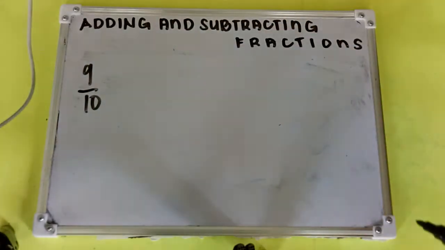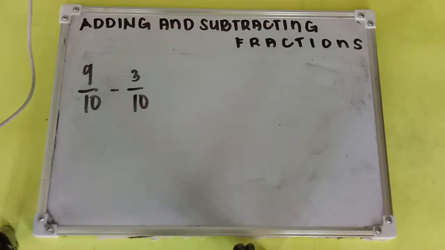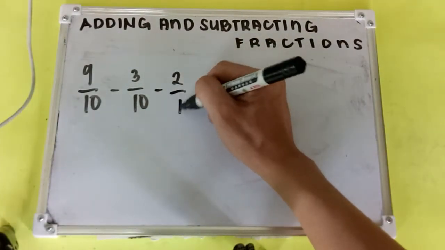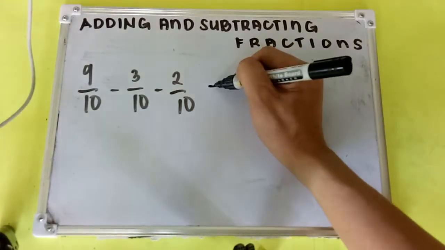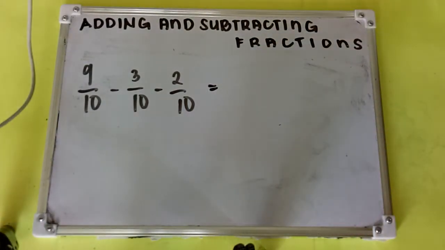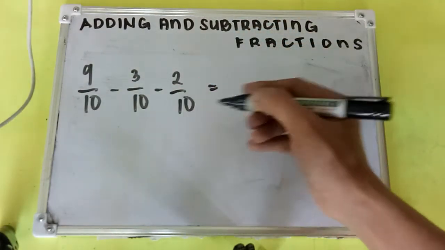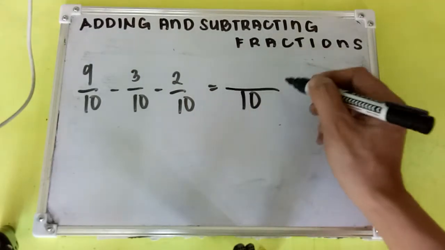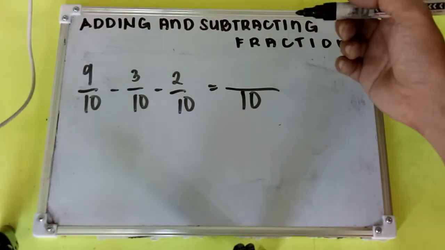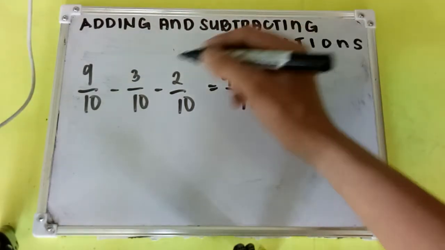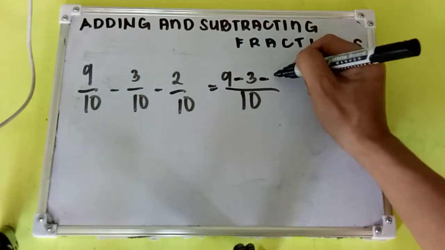(9 over 10) minus 3 over 10 minus 2 over 10. Baka mapasobra tayo. Equals. So again, this is an example of similar fractions. So we just copy the denominator 10 and then kopyahin lang natin yung numerators per term. So 9, operation is minus, and then 3, minus ulit, and then 2.